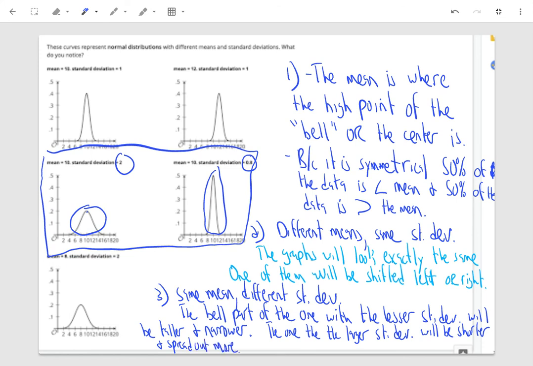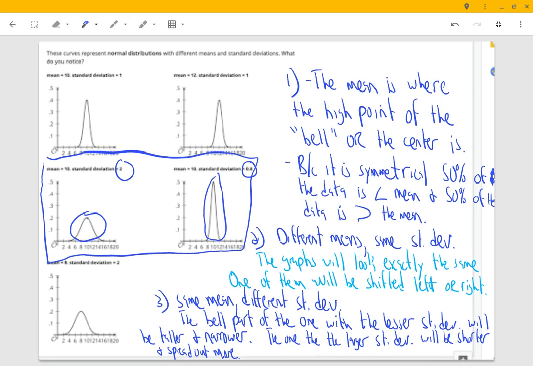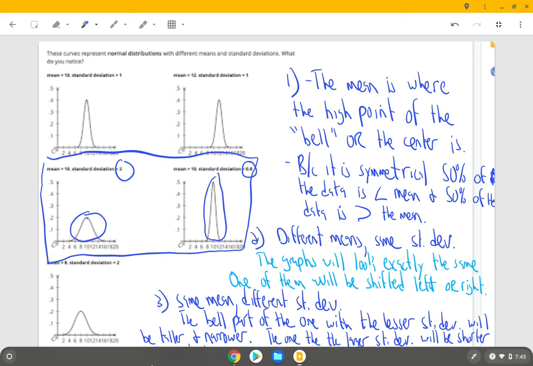Okay, and that is it for our examples. We wanted to look at these different characteristics of a normal distribution, basically kind of an intro lesson to a normal distribution. We will talk more about a normal distribution in our next lesson.